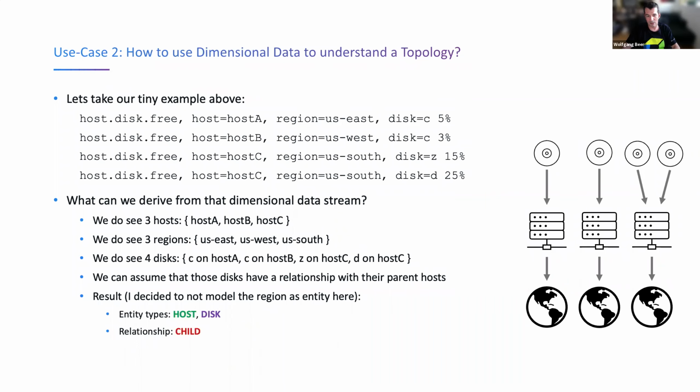Out of that, I deliberately decided to only model the host and the disk as an entity. You could model the region as well, but I decided that host and disk is enough for me. And a relationship that I called is child of. So basically the disk is child of the host.